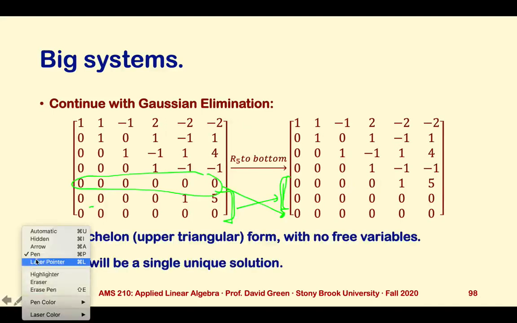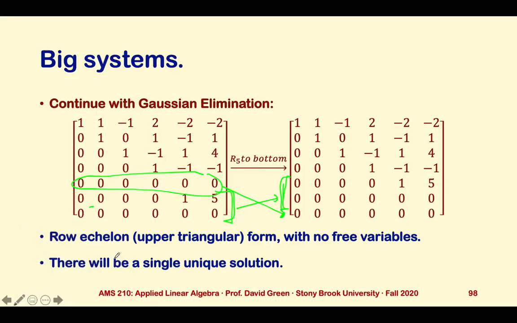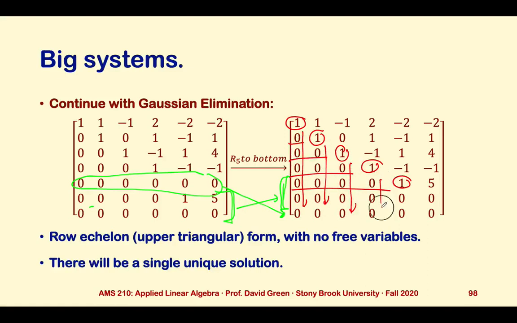Just to confirm that this is indeed our row echelon form, we can walk through each of the pivots. We have a pivot, a pivot, a pivot, a pivot, a pivot. We can tell they're pivots because they're the first non-zero entry in each row. And every one of them has been completely zeroed out beneath. This is what it is to be a row echelon or upper triangular form.